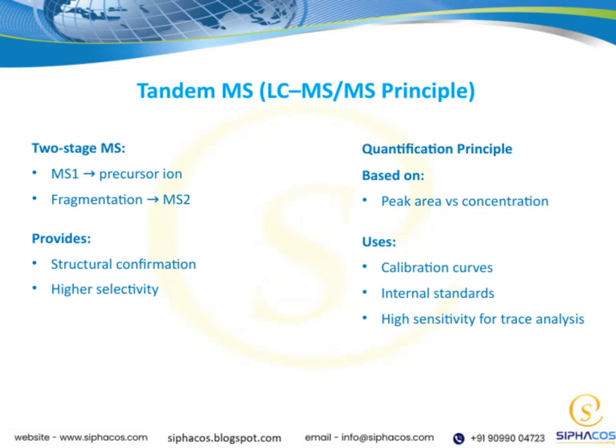Let's delve into the quantification principle. Essentially, it relies on the relationship between peak area and concentration. This means that as the concentration of our analyte increases, the peak area on the chromatogram also increases proportionally, allowing us to quantify accurately. This principle is fundamental in creating calibration curves, which are used to determine the concentration of unknown samples by comparing their peak areas to those of standards.